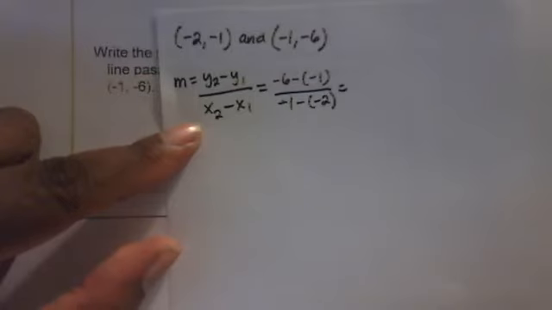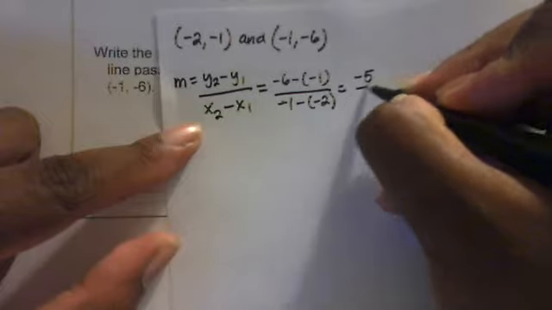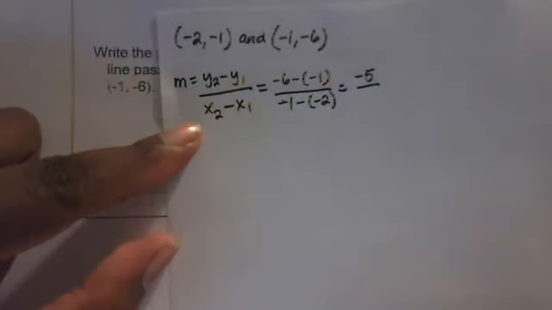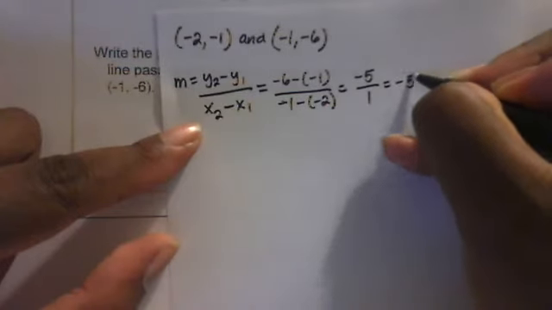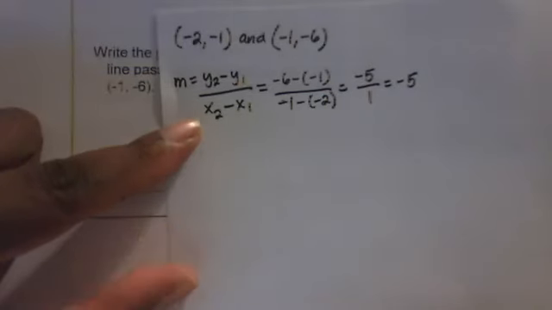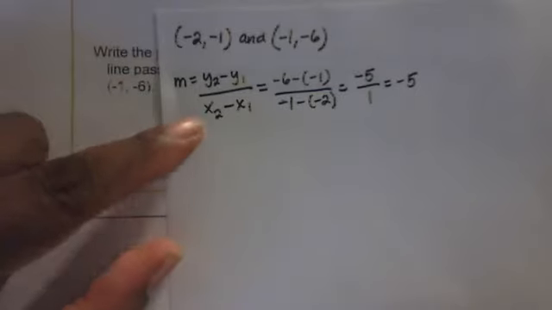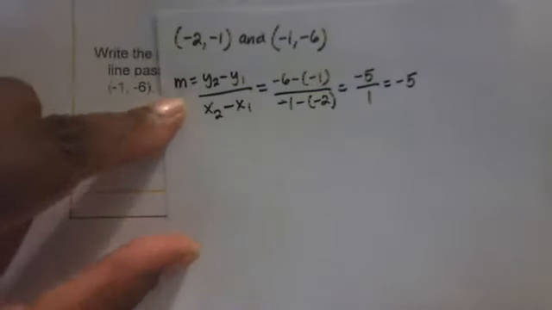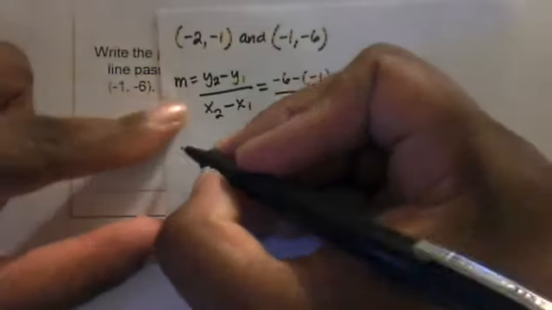Now, let's simplify this. Negative 6 minus a negative 1, that's going to give you negative 5, divided by negative 1 minus negative 2, that's going to be 1. So we're going to have negative 5 divided by 1, which will be negative 5. So the slope of that line is negative 5. Okay, so we know what the slope is. Now, to use our point-slope formula, we have to use that slope of negative 5, and we can use either one of these 2 points here. I'm going to use the first point, negative 2, negative 1.